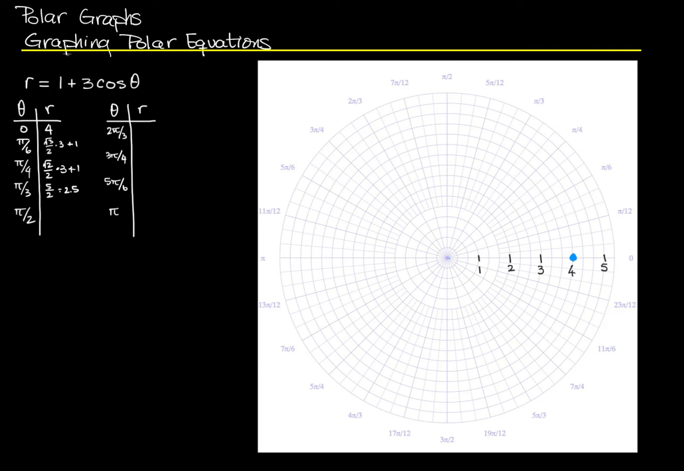One more, because it's actually pretty easy. The cosine of pi over 2 is 0. So this is 0. 3 times 0 is 0, and I get just 1. All right, I'll do a couple of these other ones off screen, and then I'll come back and do one more on screen.